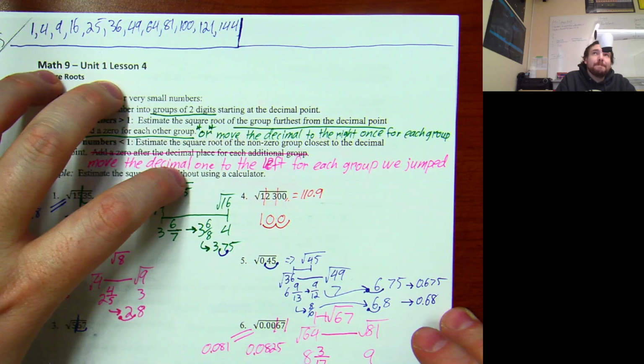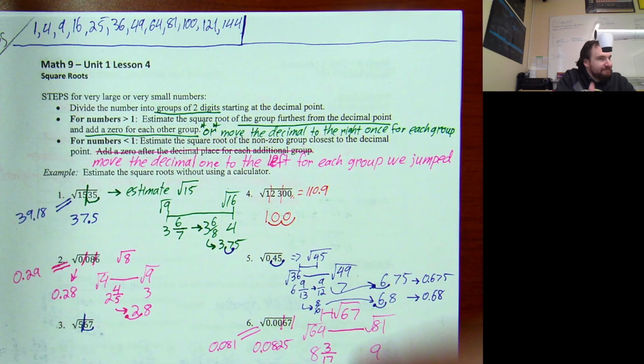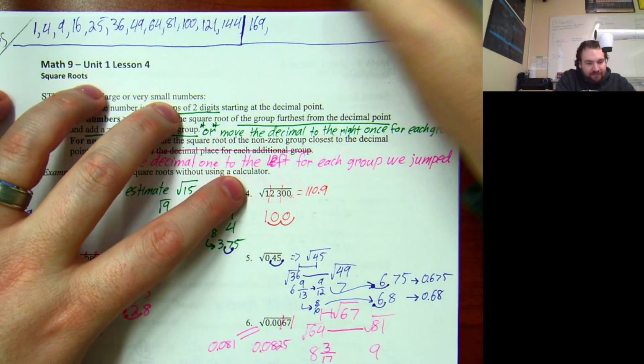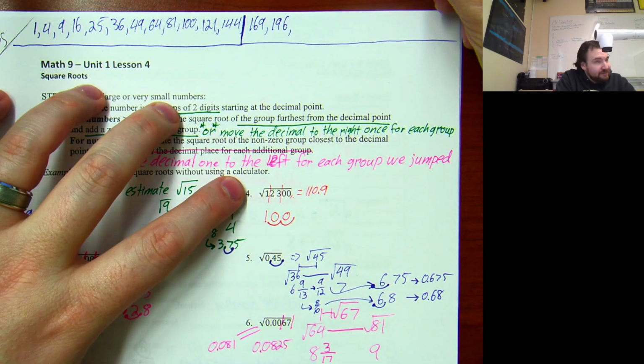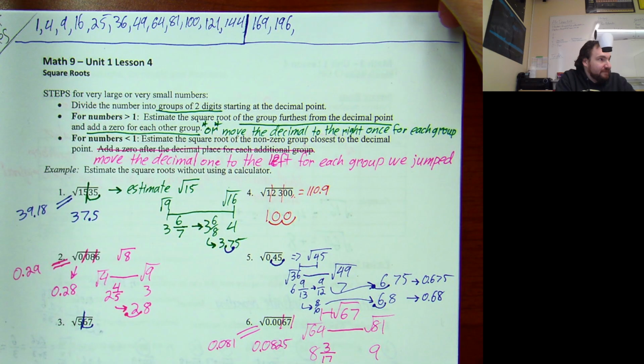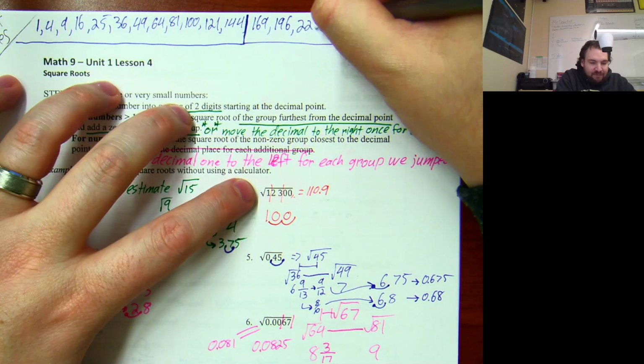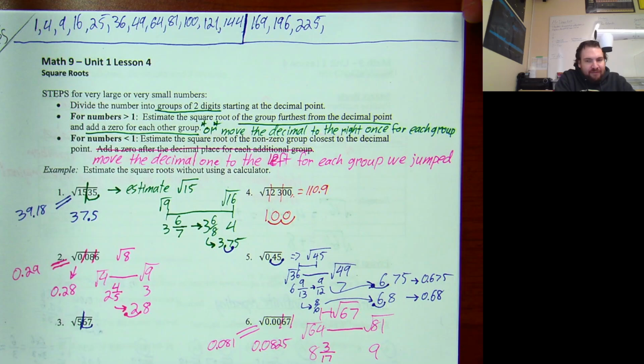13 times 13. Oh, we know this. This is good. 14 times 14. Cool, 196. 15s are? 15's easier than 14. 225, good. 16s are weird. Actually, if you're in a computer, 16 should be easy. It is 256. Who said that?